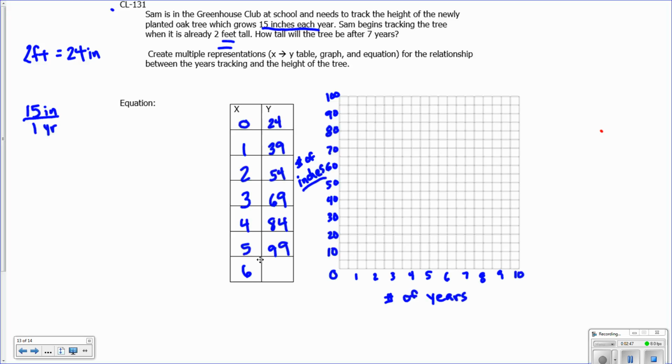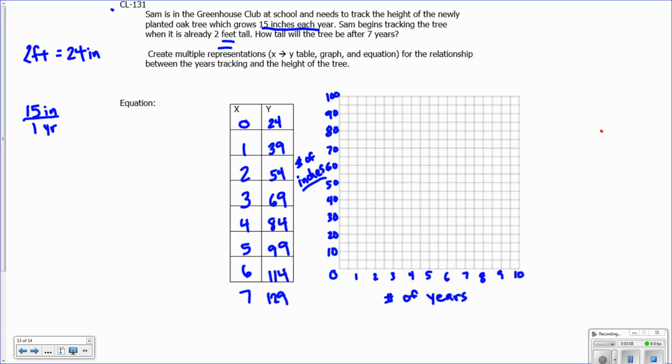6 years, we add 15 to that, that'd be 114 inches. And why not? Let's just go ahead. We're going up to 7 years anyway, so at 7 years, we add 15 to it there, we're going to be at 129 inches. So that's going to kind of get us to where we need to be.